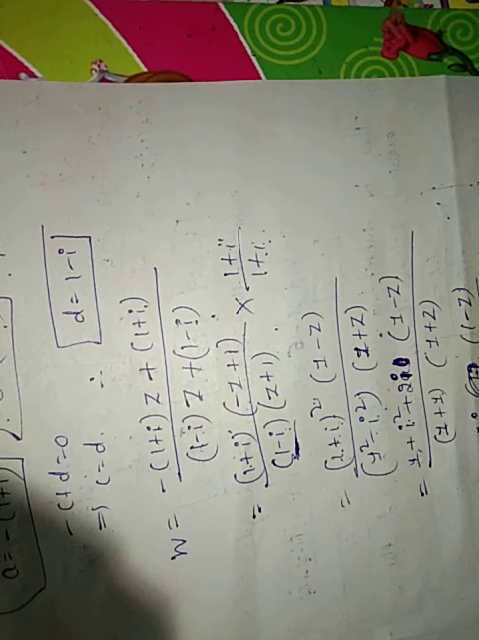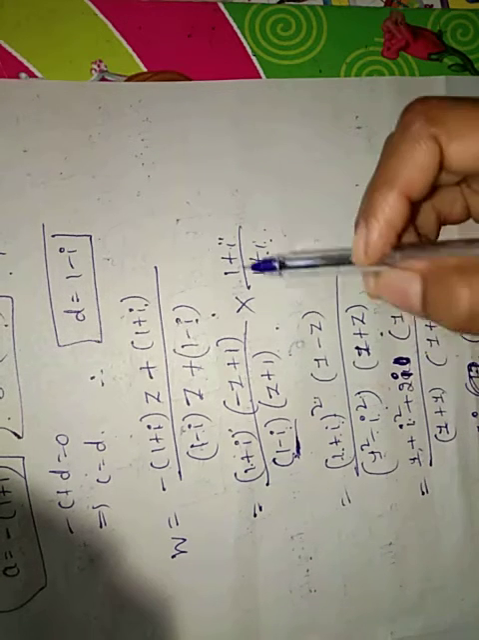Now substituting the A, B, C, D values in W, we get W = (-(1 + i)Z + (1 + i))/((1 - i)Z + (1 - i)). In the numerator 1 + i is common, so take it outside. In the denominator 1 - i is common, so take 1 - i outside. Now (1 + i)/(1 - i) is not in the exact complex form, so we have to simplify it by multiplying both numerator and denominator by 1 + i.